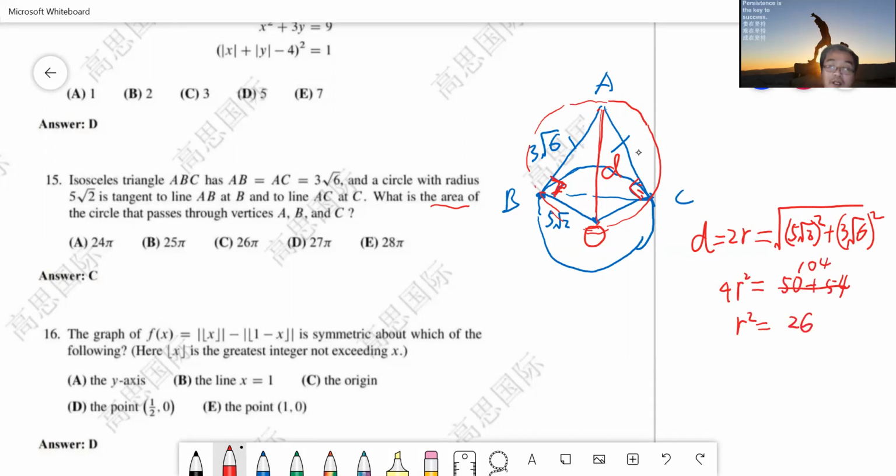We want to find the area of the circle. The area equals pi r squared. Then r squared equals 26. The area is going to be 26 pi.